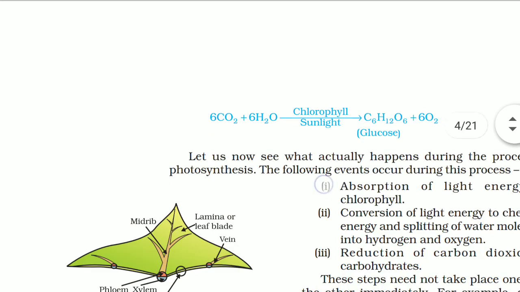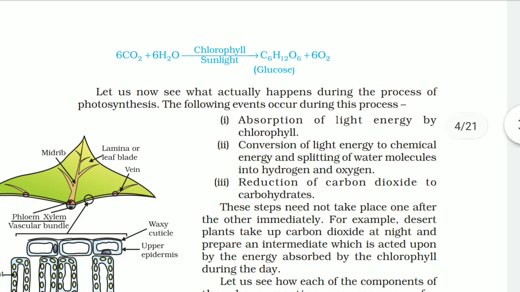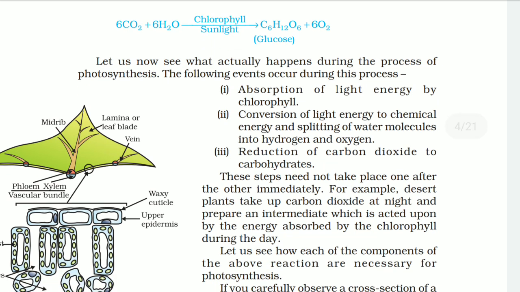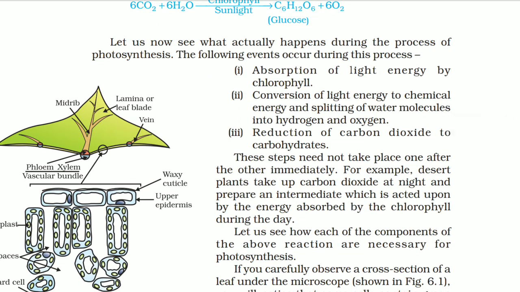Now the formula that you know from your previous studies: 6CO2 plus 6H2O, in the presence of chlorophyll and sunlight, gives out C6H12O6, that is glucose, plus 6O2. Let us now see what actually happens during the process of photosynthesis. The following events occur during this process.